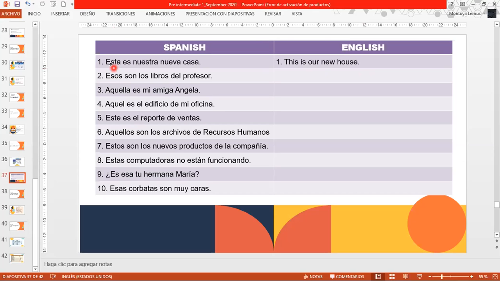Okay. Okay, so let me send this picture to WhatsApp. I'm going to send the screenshot to WhatsApp. And I'm going to put you in small groups to work on these exercises. To work on these sentences. You have to write them correctly in English.